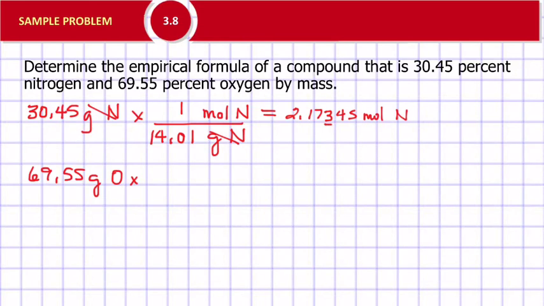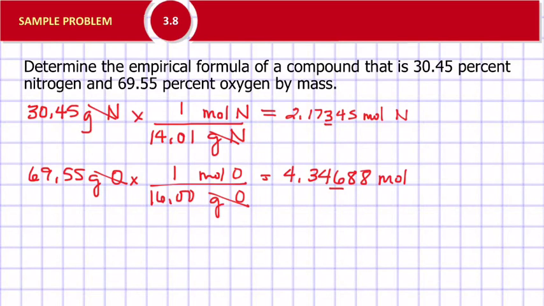I'm going to do a very similar calculation with the oxygen. Moles of oxygen, grams of oxygen, so the units work out. I look at the periodic table. 1 mole of oxygen weighs 16 grams. So 69.55 grams divided by 16 grams per mole, and I come up with 4.346. There's my 4 sig figs, and keep the next 2. Moles of oxygen. Any questions? So those are the numbers of moles of nitrogen and oxygen in this compound.